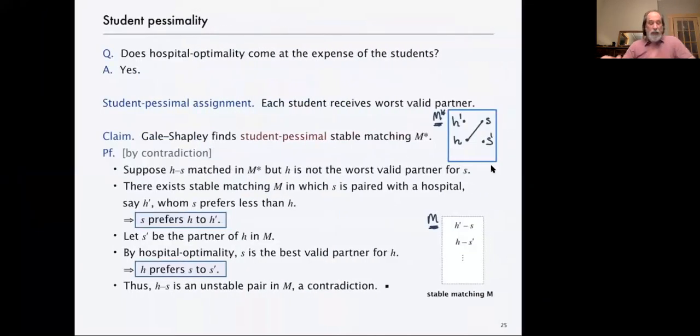Okay, so we've established that. What about the students? It sure seems like this should be bad for the students, or at least some of the students, right? And in fact it is. So let's define another special assignment, the student pessimal assignment. We take each student and assign them to their least preferred hospital among all hospitals that they can be matched with in a stable matching. We'll claim now that Gale-Shapley actually finds a stable matching that's student pessimal.